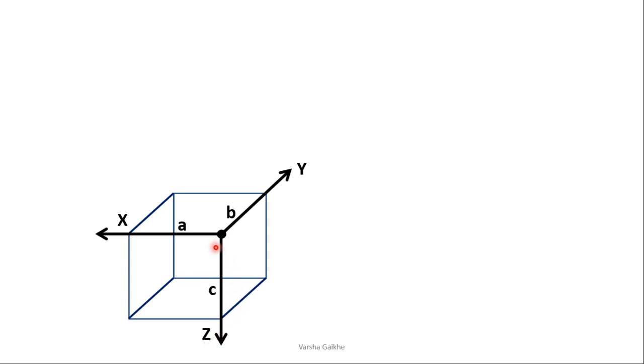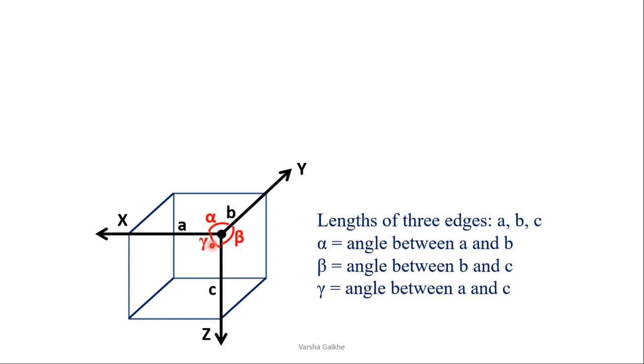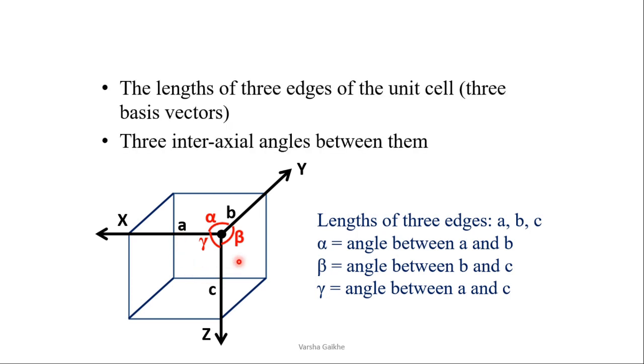Let's mark the angle between these edges. So, alpha is the angle between a and b, beta is the angle between b and c, and gamma is the angle between a and c. The lengths of the three edges of the unit cell and the three interaxial angles between them are together called lattice parameters.